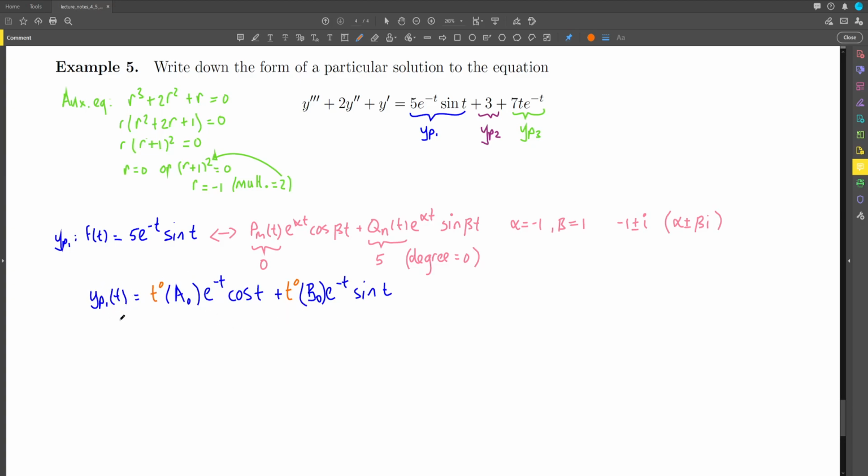But notice for the particular solution, even though only sine shows up, we always have that cosine and sine show up as a pair. Okay, now let's move on to the next part. So for our second particular solution, the right-hand side, let's call it f2 of t. Let me go back and call this f1 of t.